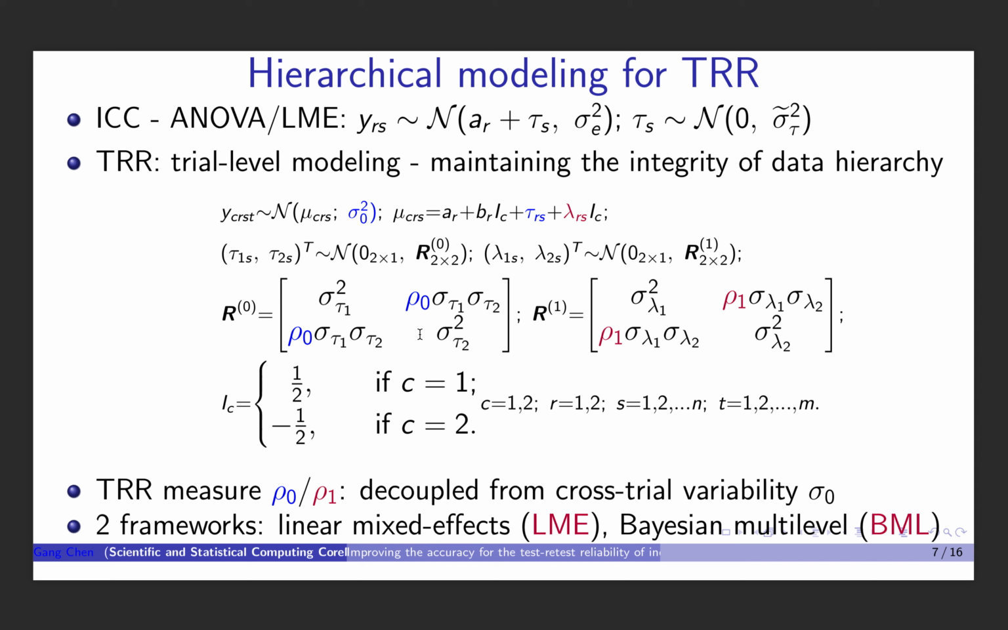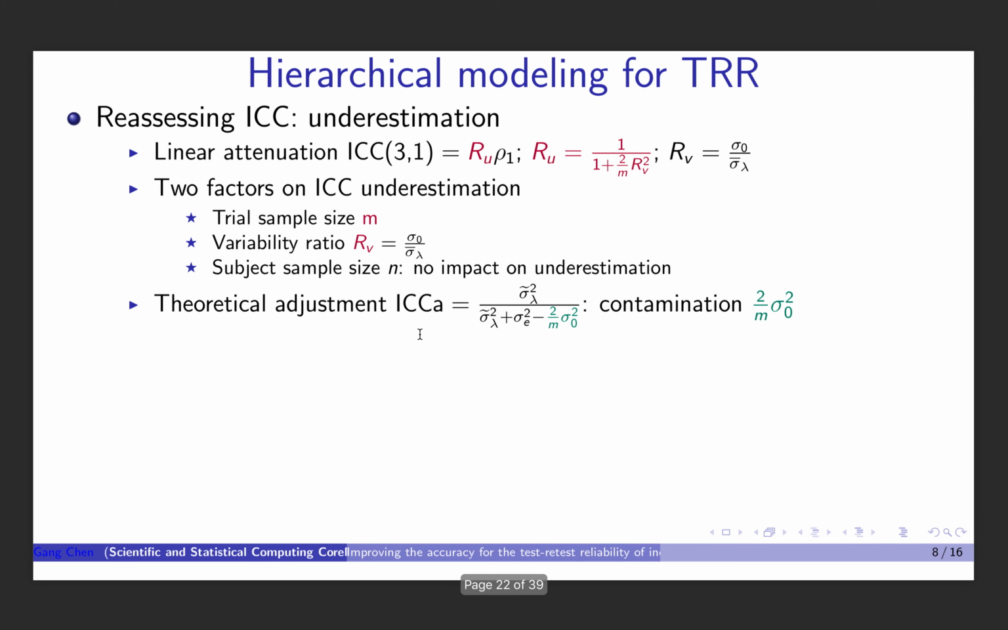There are two different ways to see this modeling form. One is still within the traditional statistical framework, the linear mixed-effects model. The second perspective is the Bayesian multilevel model. The two different ways are different from a numerical perspective and also from a philosophical perspective. We'll come back to their subtleties later. So with that hierarchical modeling framework, now let's re-evaluate the traditional ICC.